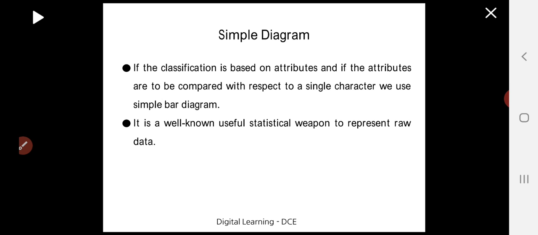If the classification is based on attributes and if the attributes are to be compared with respect to a single character, we use simple bar diagram. That is, when the classification of data is based on attributes and we compare these attributes with respect to a single character, then simple diagrams are very useful. It is a well known useful statistical weapon to represent raw data.